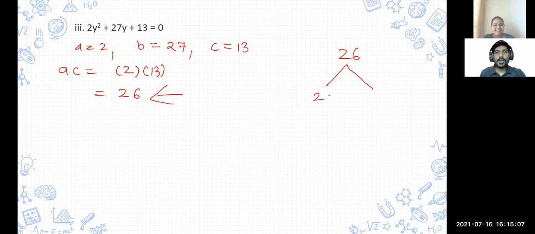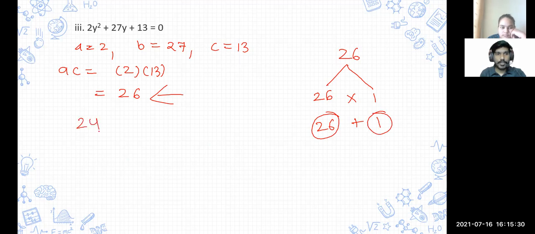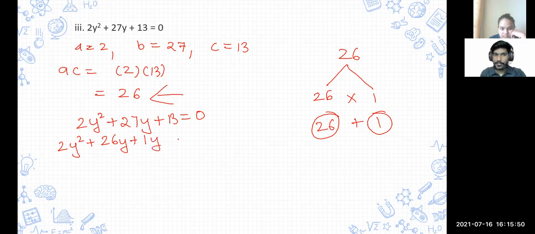I just don't know. How about 26 multiplied by 1? You can do that? Yes, you can do it. What is 26 into 1? 26. And what is 26 plus 1? The middle term, 27. So you have got your two new terms, that is 26 and 1. So you can start with your calculation. I'll write the question first: 2y squared plus 27y plus 13 is equal to 0. So 2y squared. Now, instead of the middle term, you write your two new terms. So that is 26y plus 1y plus 13 equal to 0.